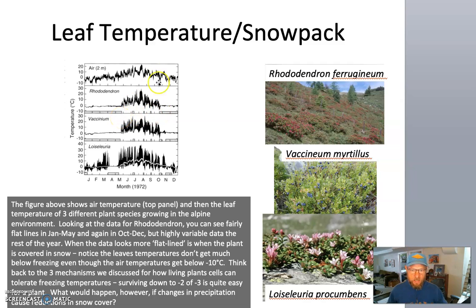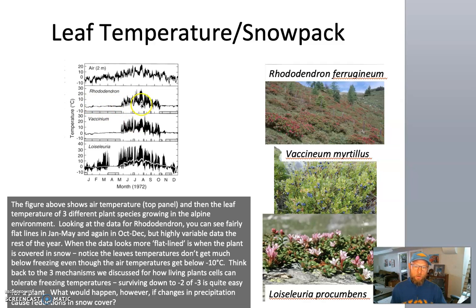Now these species here and most of the dwarf shrubs in the alpine are evergreen, meaning they keep their leaves all year long. So this isn't the fact that the leaves are gone. This flat line here is the fact that their leaves are covered in snow. So they're under snowpack. And so when they're under snowpack, they don't really experience temperatures much below freezing. They're just buffered from those really cold air temperatures. And that's why we have that flat line.